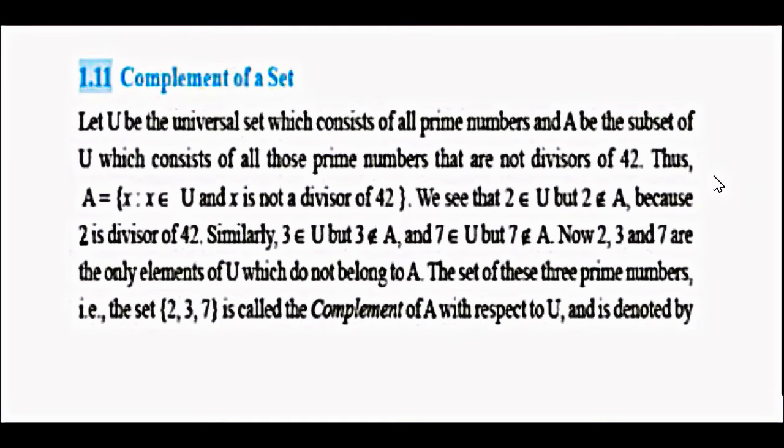Now complement of a set. What do we mean when we say complement? If this is a universal set and this is our set, complement means all the elements which are not in here, meaning in the universal set but not in this set. So complement means all the elements which do not belong to that set. Complement means those elements which are present in your universal set but they are not present in your set.